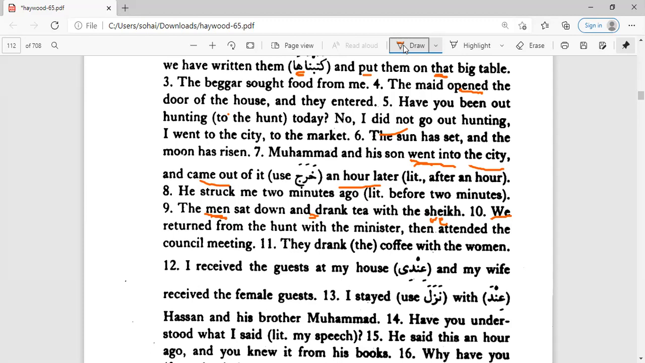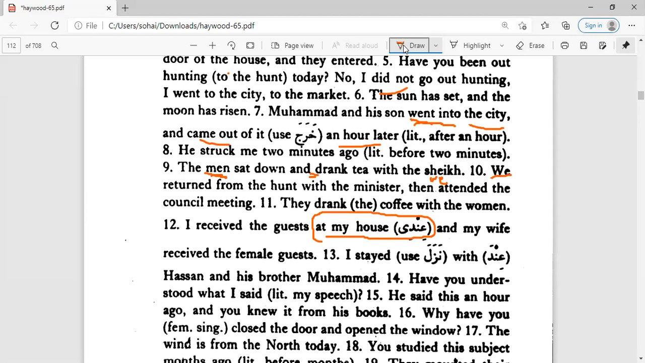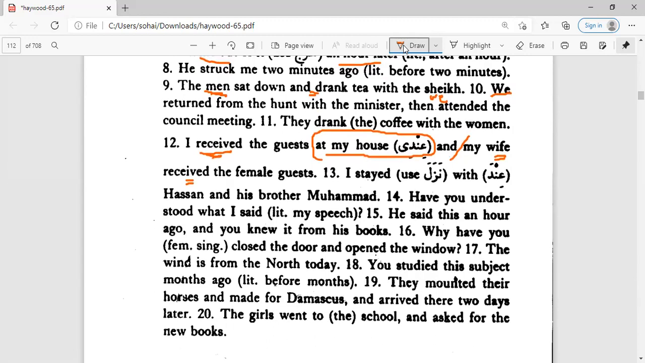I received the guest at my house. So when you say "at my house", you can say indi. Indi would mean at my house. It's in the brackets. And my wife received the female guests. Look here, the fact that it's "and my wife received" is almost like a new sentence. So here you use one verb and you make yourself the subject by hiding it inside. I'm not going to tell you the answer. And the second one, you're going to again use the verb, but this time the wife is going to be the subject and the female guests are going to be the object.